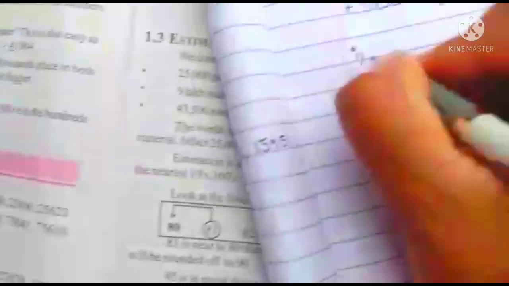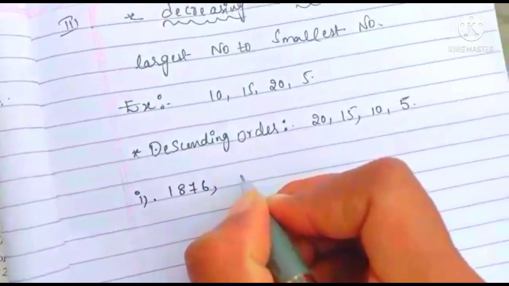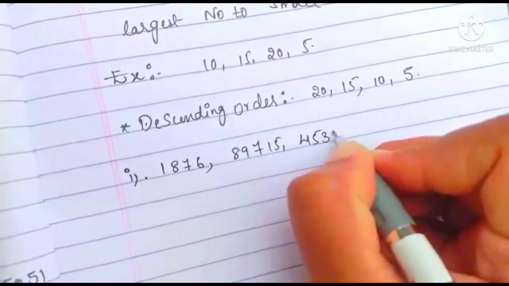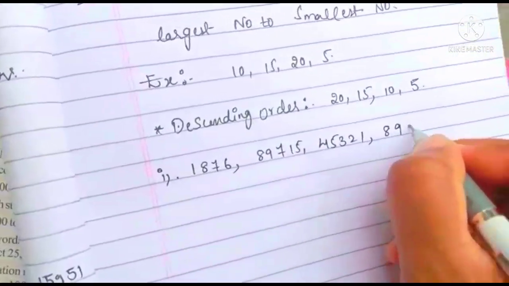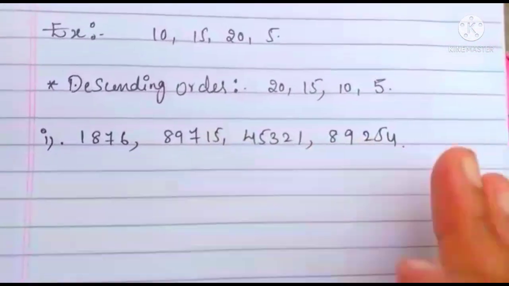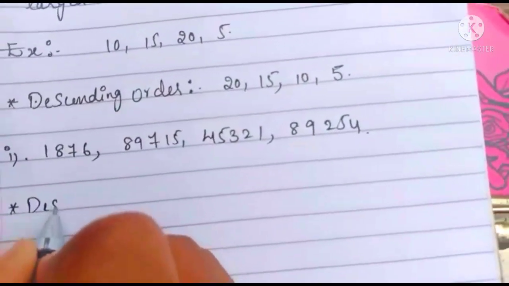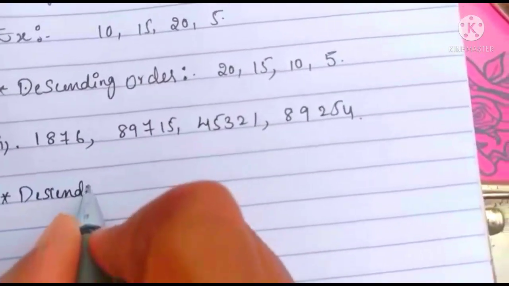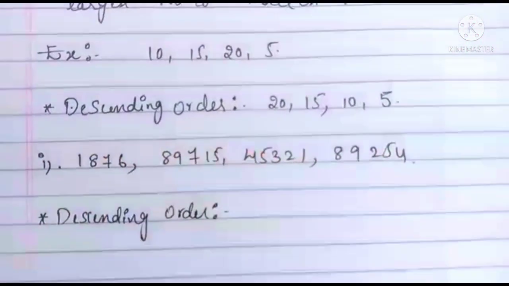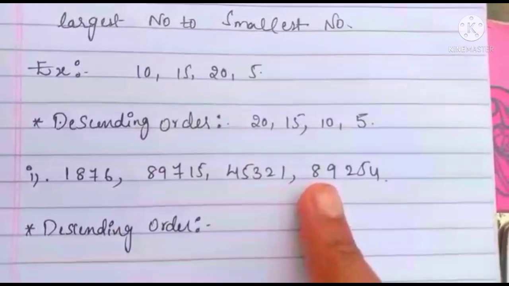First one is 1876, 89,715, 45,321, 89,254. There are 4 numbers: 1, 2, 3, 4. We have to write here descending order. Which one is the largest number? The largest number is 89,254.